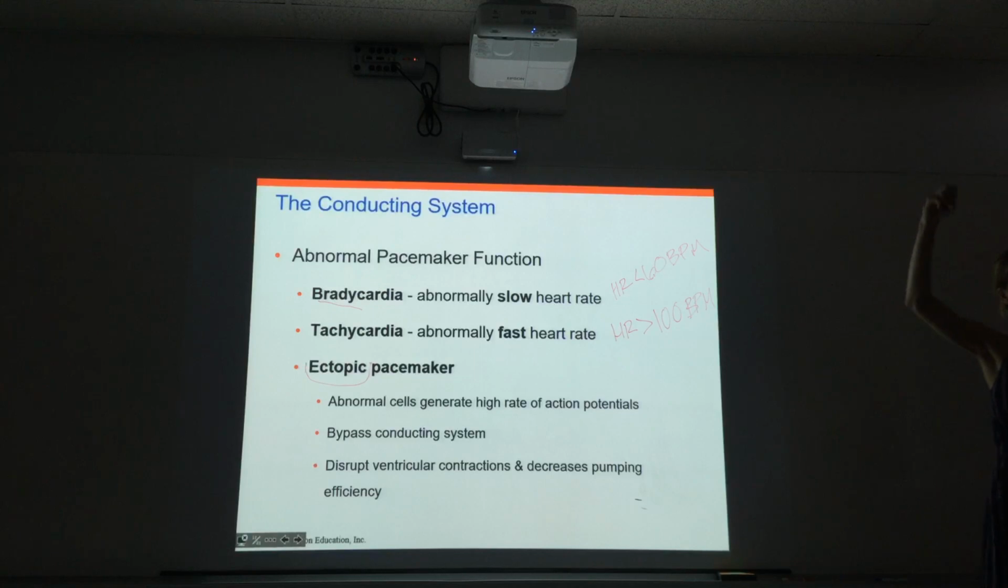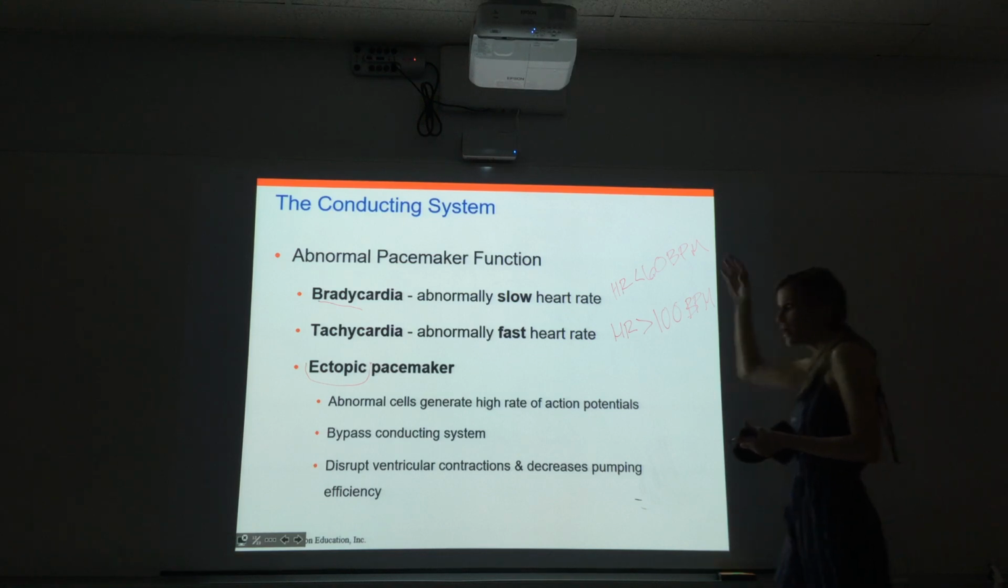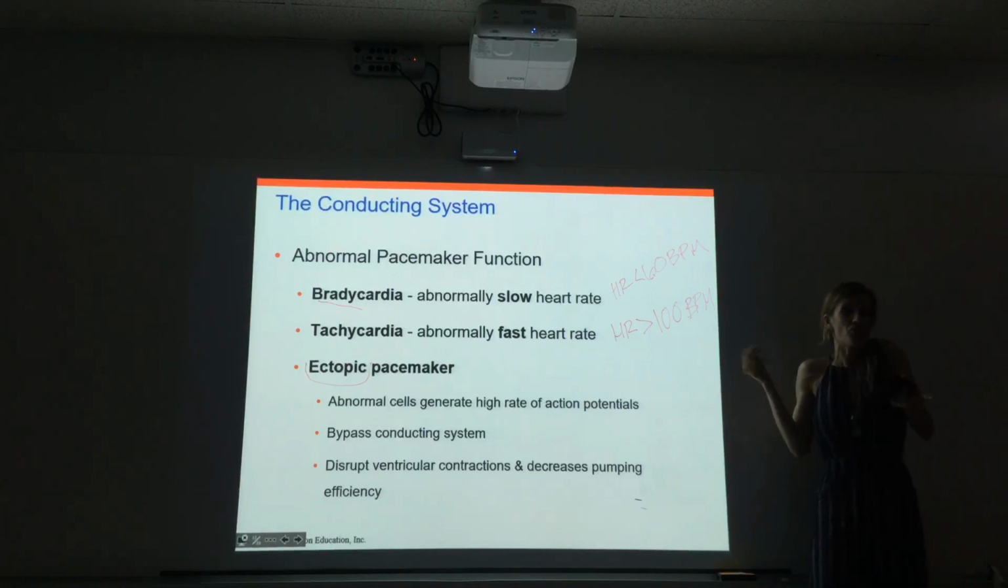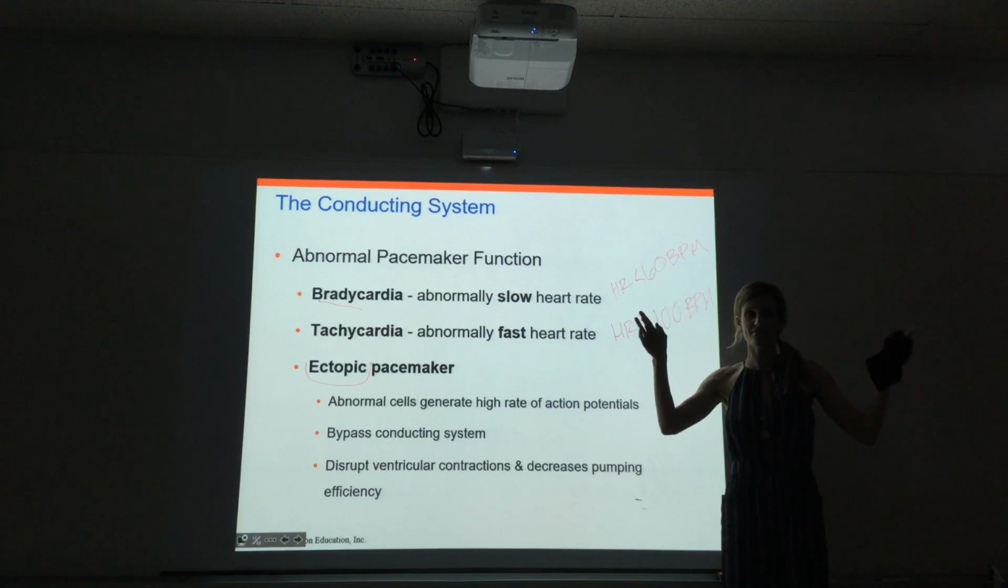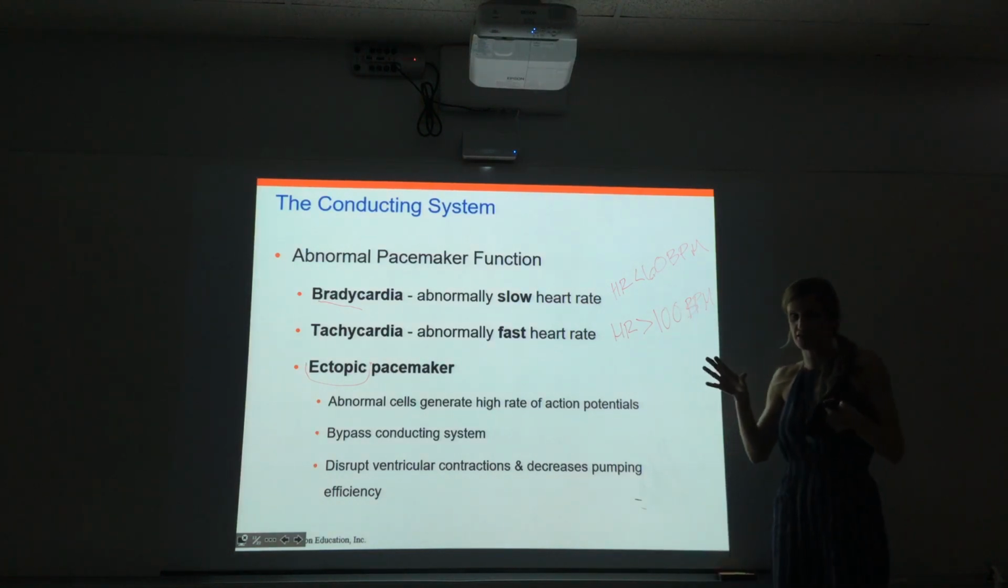So instead of the SA node up at the top, firing rhythmically and starting each impulse for each heartbeat, another cell starts firing really, really rapidly and takes over. Because remember, whatever's going the fastest is going to end up spreading the impulse to everyone else. So the whole heart's going to follow whatever cell's beating the fastest, right? Or whatever cell is generating action potentials the fastest.